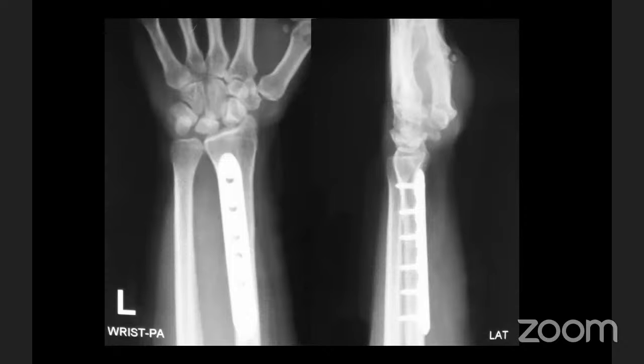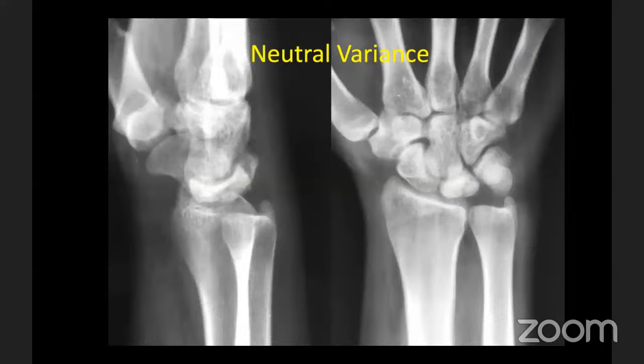She underwent a radial shortening. This was almost 15 years ago, and she continues to do very well. She has a yearly follow-up, and her scapholunate dissociation has not progressed, her pain has not progressed.